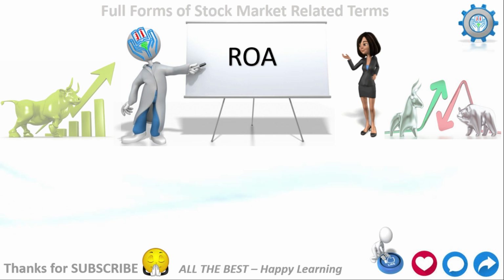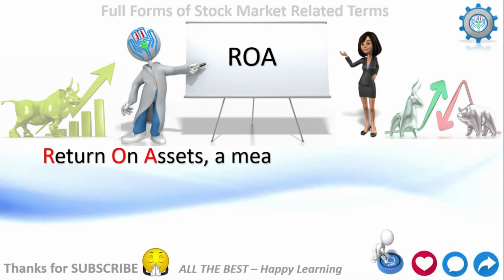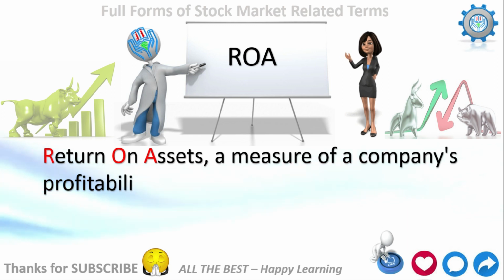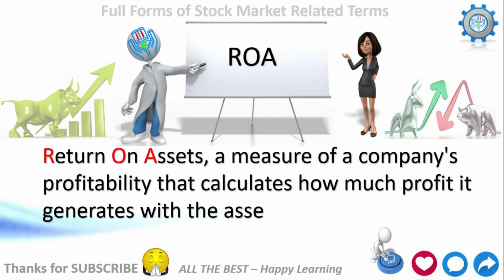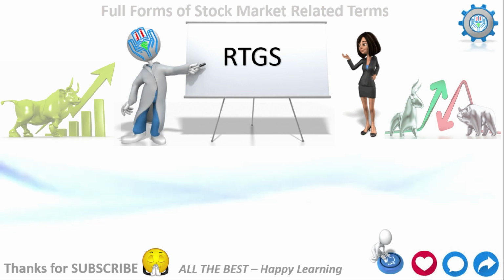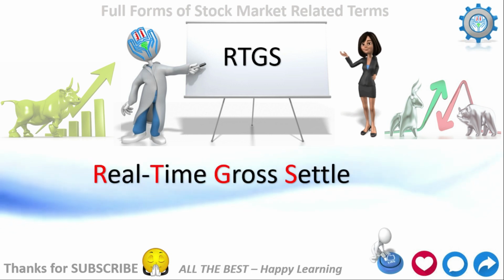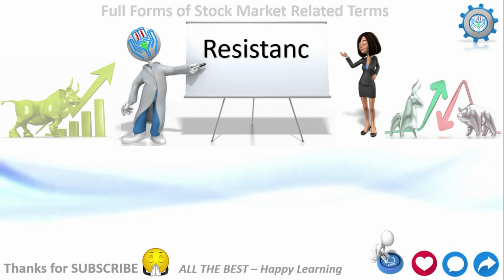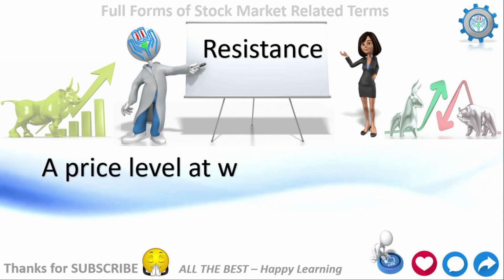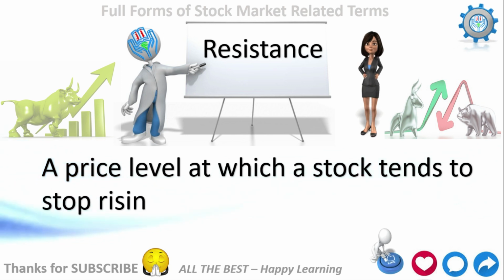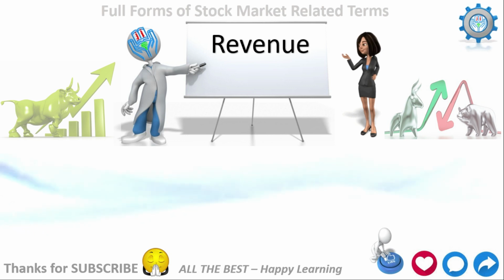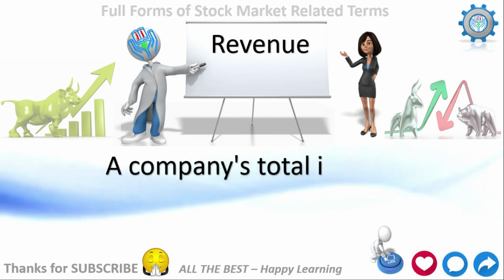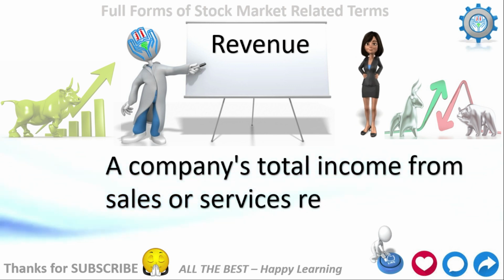ROA, return on assets, a measure of a company's profitability that calculates how much profit it generates with the assets it owns. RTGS, real time gross settlement. Resistance, a price level at which a stock tends to stop rising and may begin to fall. Revenue, a company's total income from sales or services rendered.